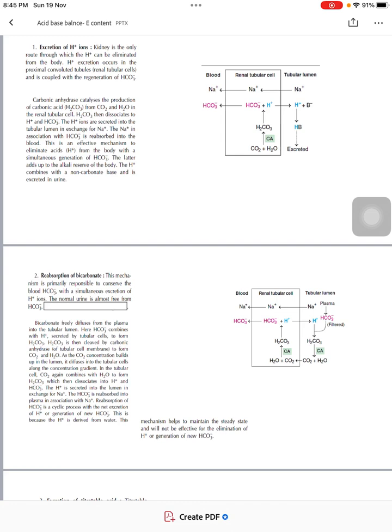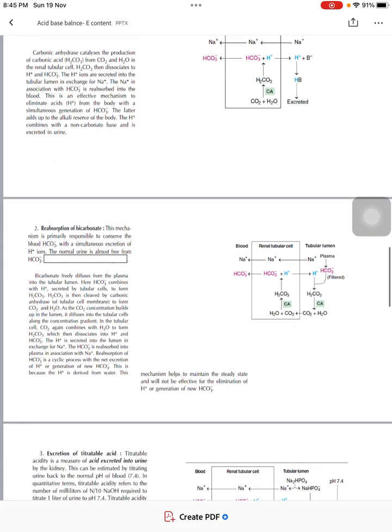This is an effective mechanism to eliminate H+ ions from the body by the simultaneous generation of bicarbonate. The latter adds to the alkali reserve of the body. The H+ ions combine with the non-carbonate base and are excreted in the urine.